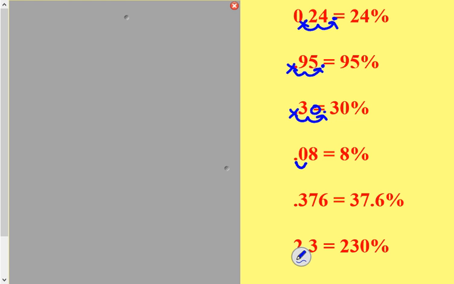8 hundredths equals 8%. 376 thousandths equals 37 6/10%. 2 3/10 equals 230%. And yes, it is possible to have percentages that are greater than 100%. So I always have to move the decimal exactly 2 places to the right in order to change a decimal to a percent. So I can add that to my notes up here.